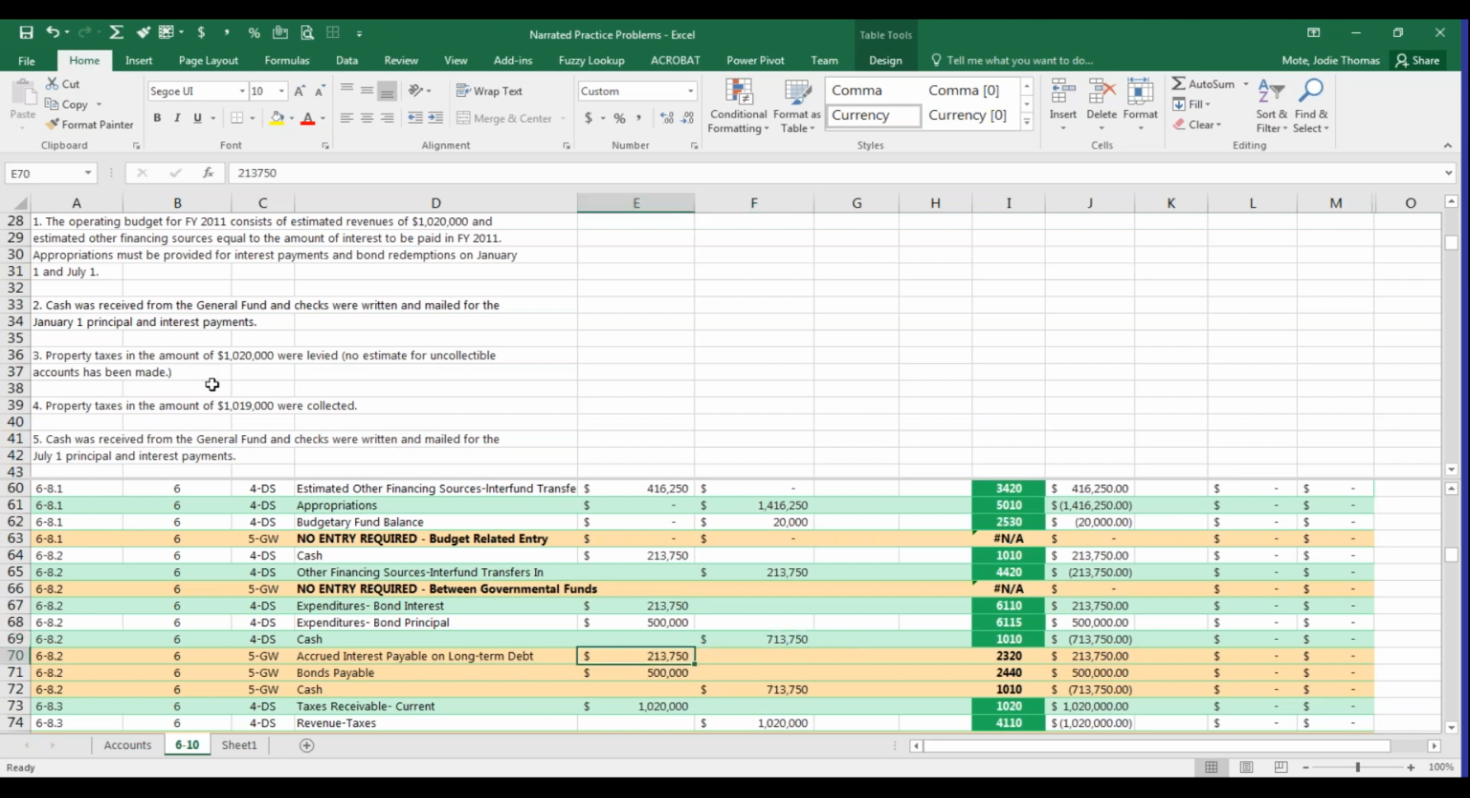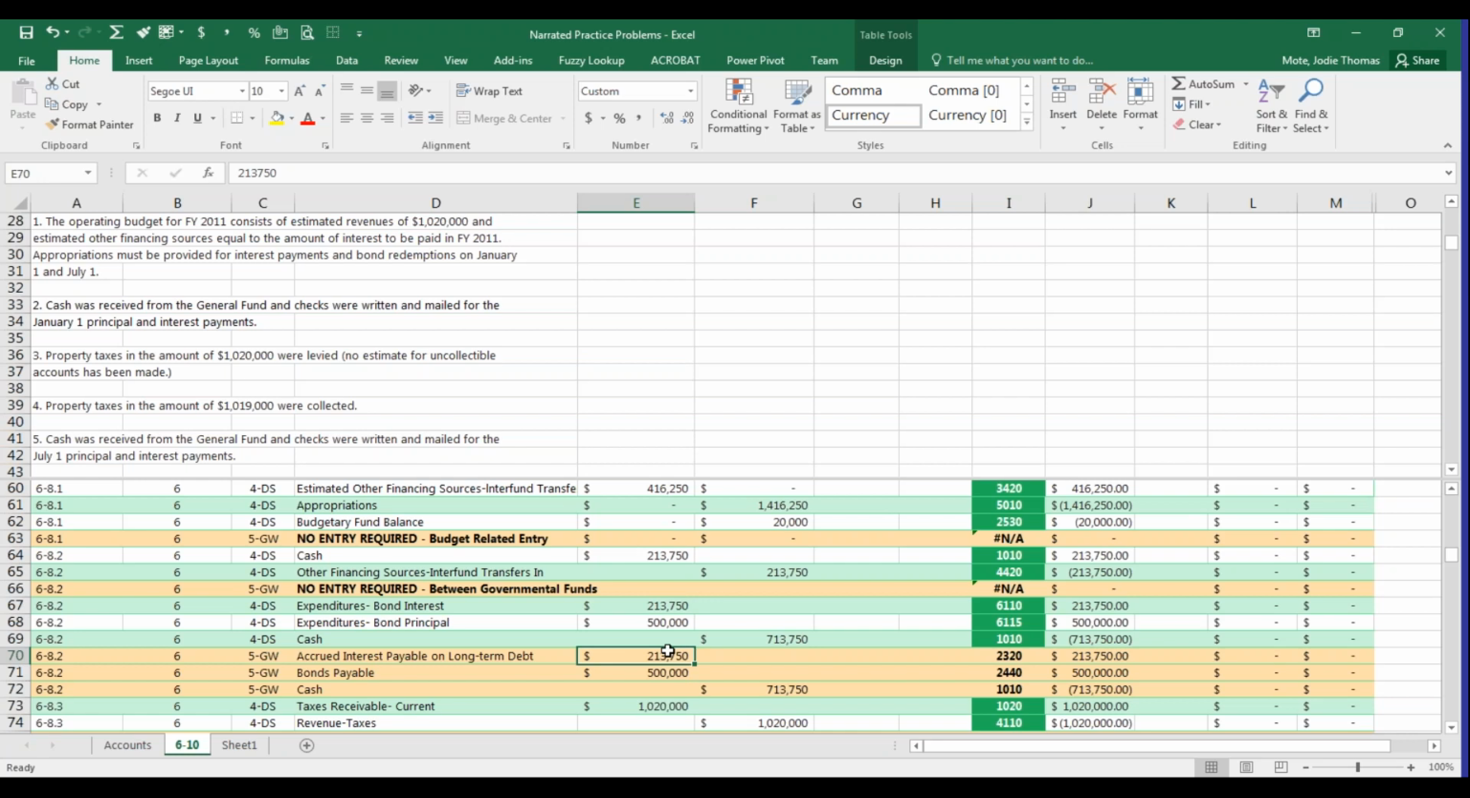Now, number 2, you are going to record this part of the entry in the government-wide journal, and it's going to look very similar, except you have already accrued this interest, and we're going to show you how this works in number 6. But remember, the government-wide journal operates a lot like, it looks similar to a business, a for-profit business.